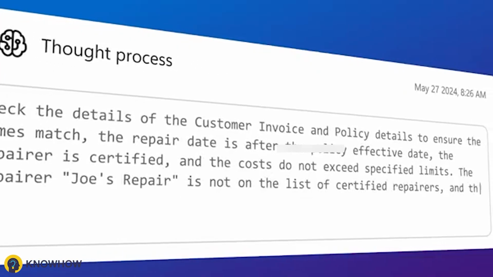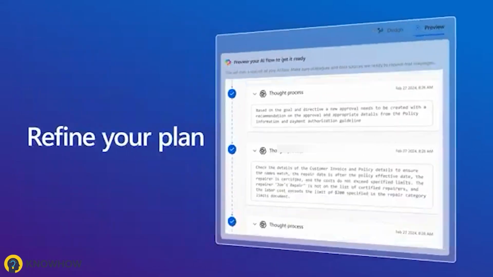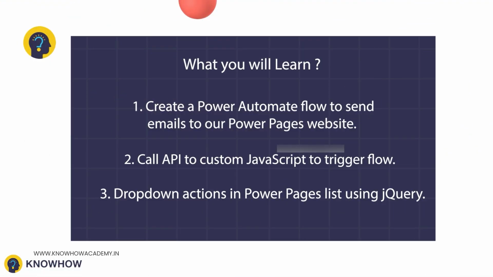In order to achieve this functionality in our website, let me tell you what we are going to do today. In this video, we will create a Power Automate flow to send email from our Power Pages website. Then we will call an API with our custom JavaScript to trigger our flow. Also, we will render a drop-down action in our Power Pages list with the help of jQuery.